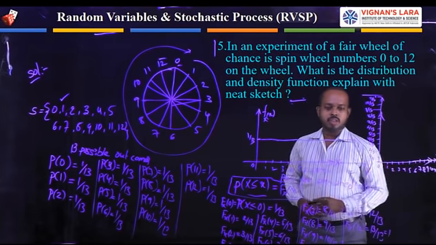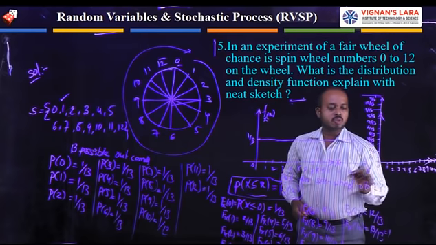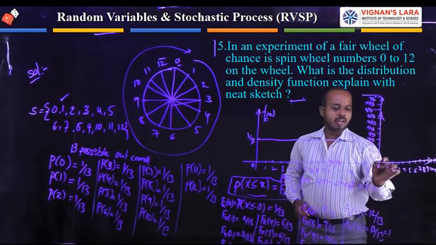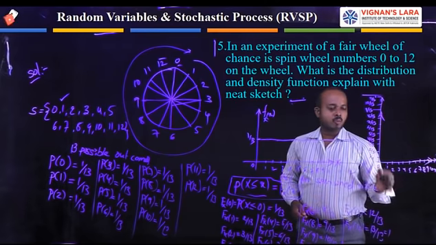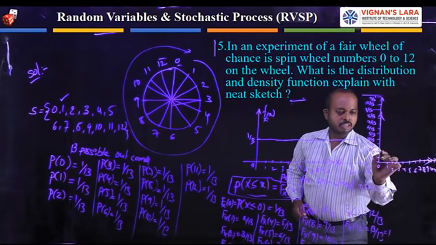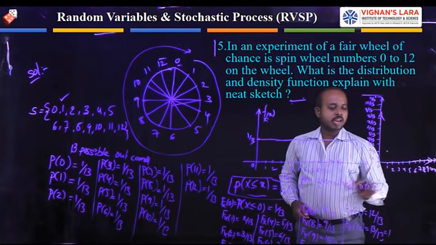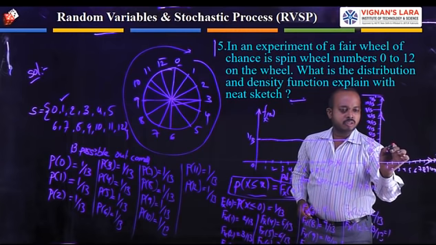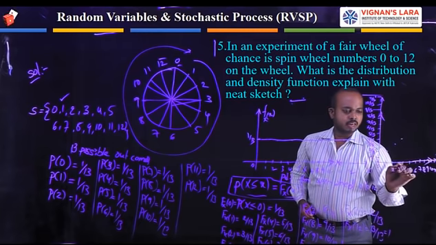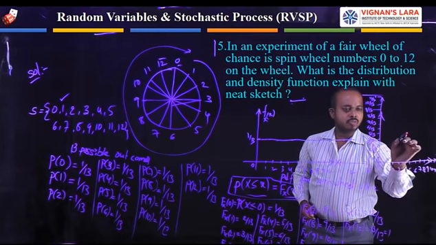At 0, the probability distribution value is 1 by 13. I indicate the point with a dot. Coming to the distribution at 1, the value is 2 by 13, and I give the dot notation there. At 2, the distribution is 3 by 13. At 3, it is 4 by 13. At 4, it is 5 by 13.